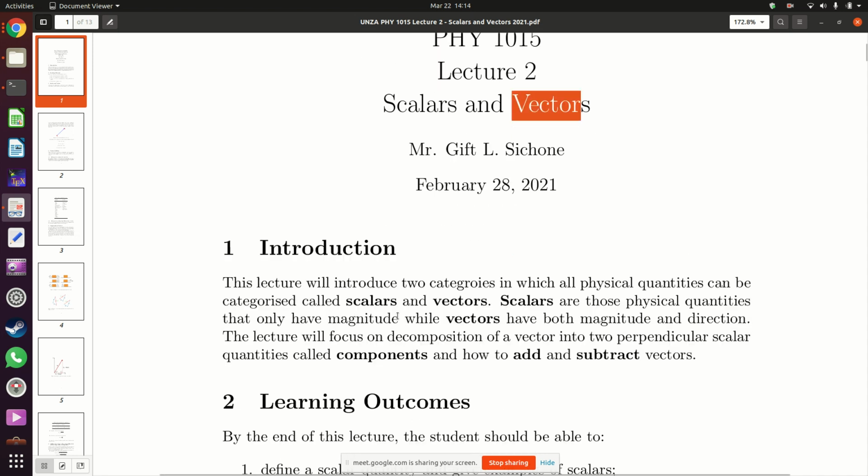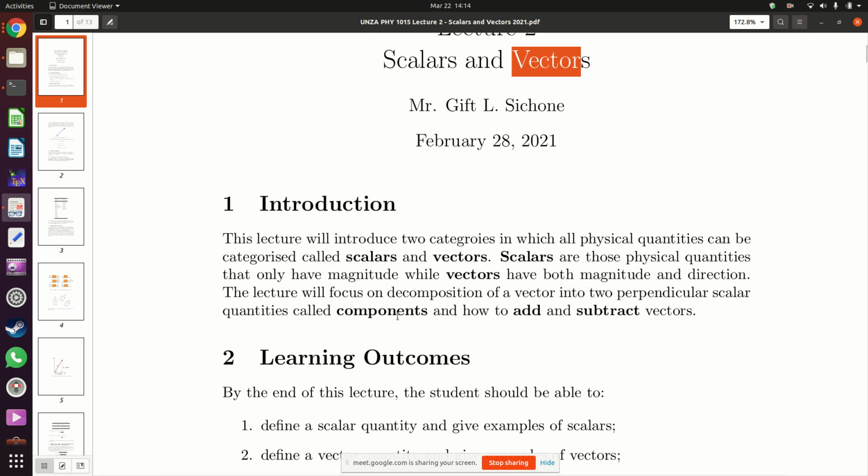Okay, so basically that's what we're going to talk about. Most of what we're going to do is take these physical quantities we looked at and classify them as either a scalar or a vector. Scalars only have magnitude or size. Vectors have magnitude and direction.